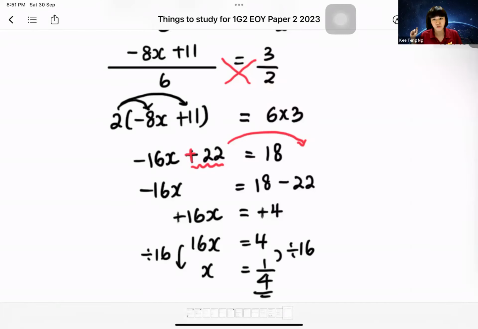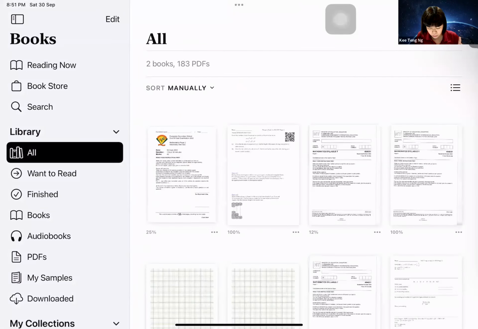But now, because all of you are here, I'll give you a bonus question that is very important. You must study, right? If you are done for this, can you change to your 2022 paper 2? 2022 paper 2, question number 2.